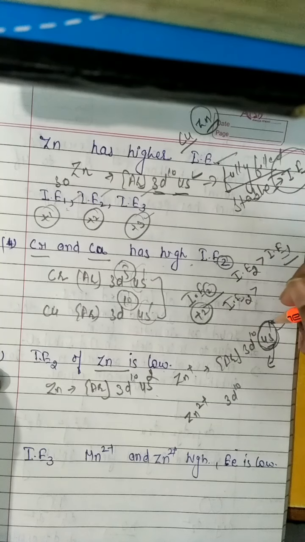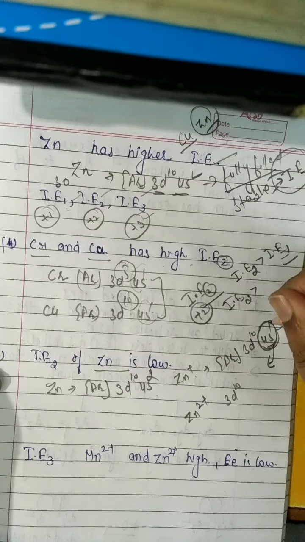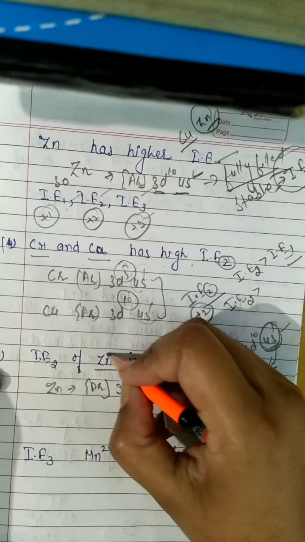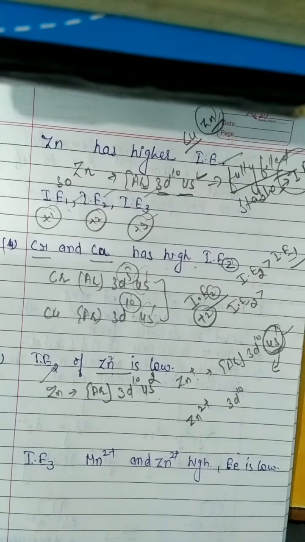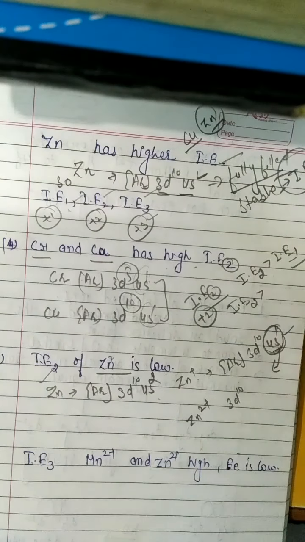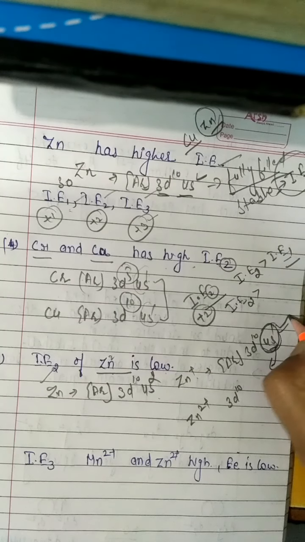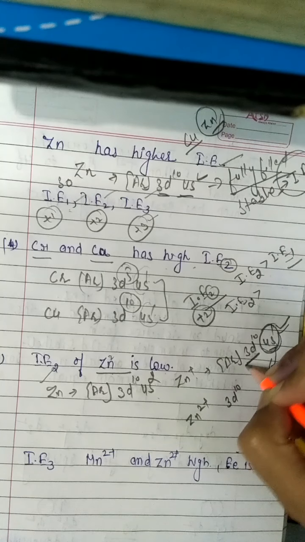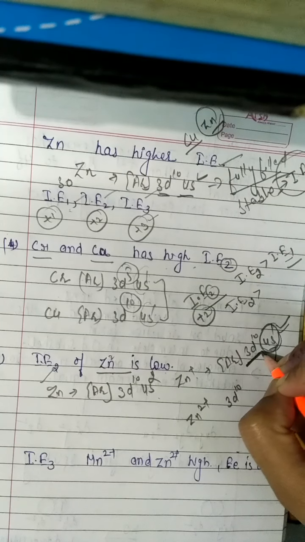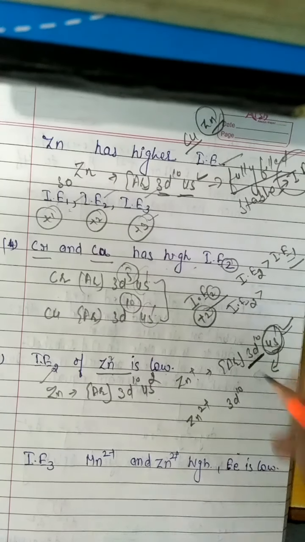We easily remove that electron from the outermost shell. So that's why zinc has a lower second ionization enthalpy, because it easily removes 1 electron from the outermost shell to get its stable configuration. Clear, beta?